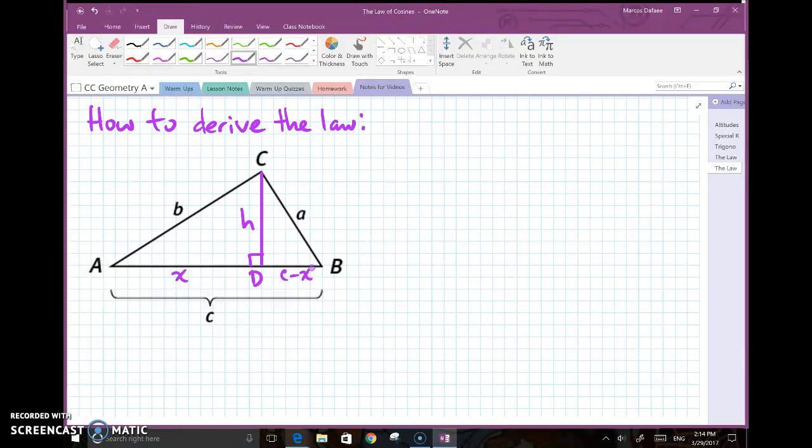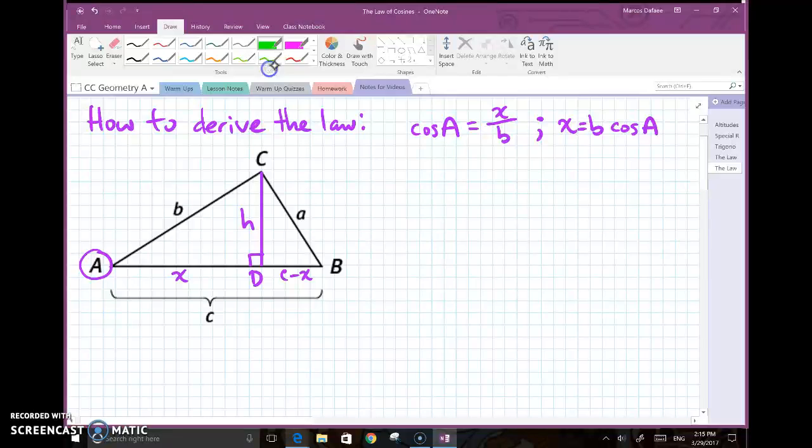Now, to derive the law of cosines, you start with a simple relationship. We're going to focus on angle A here, since this belongs to the larger of the two smaller triangles. So I'm going to say that the cosine of angle A, and again, I'm using cosine because this is about the law of cosines, is equal to the adjacent, which is x, over the hypotenuse, which is b. If I solve for this, x is equal to b cosine of A. It's important to remember this because we will need to go back and use it later on. So I'm going to highlight it there. So x is equal to b cosine of A.